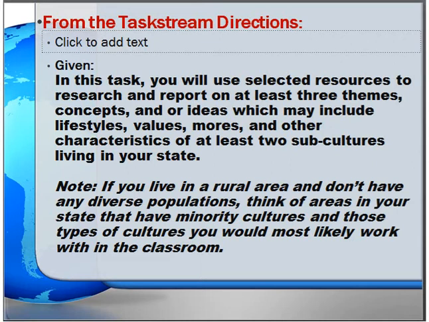So, thinking about those aspects and thinking about those things with culture, let's take a look at the task stream directions for what this task wants us to do. As we begin to look at this task, we're going to find that the task is actually divided into 8 sections, lettered A through H.